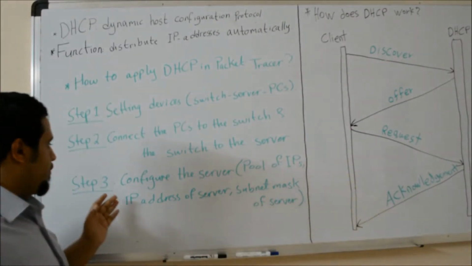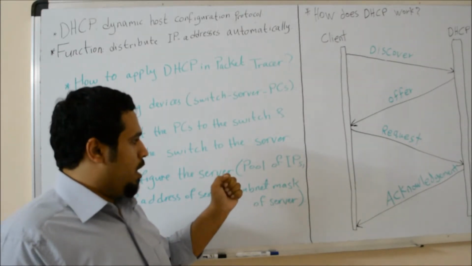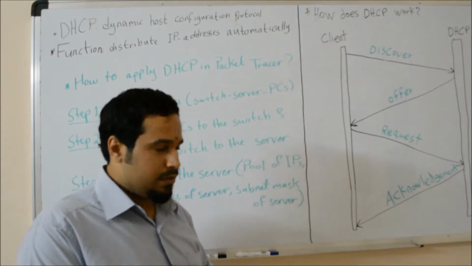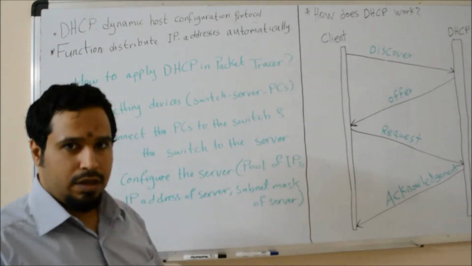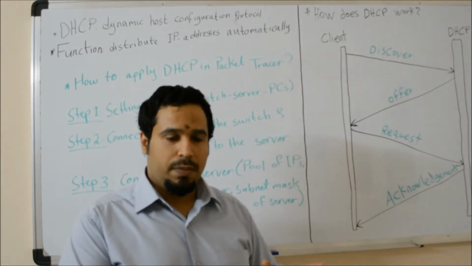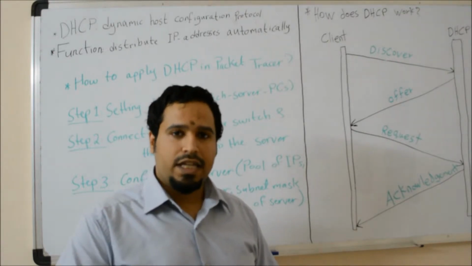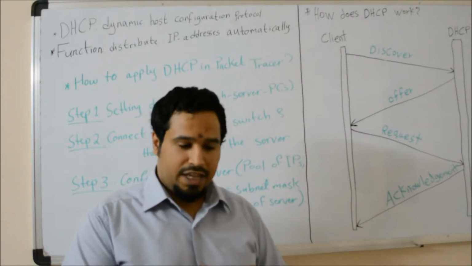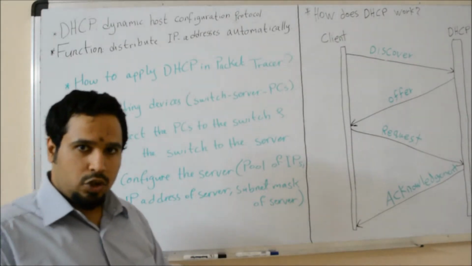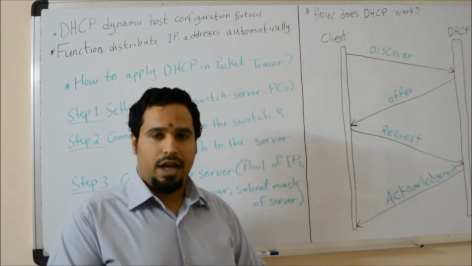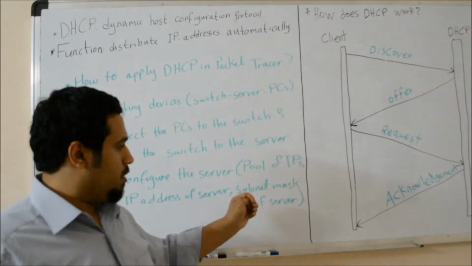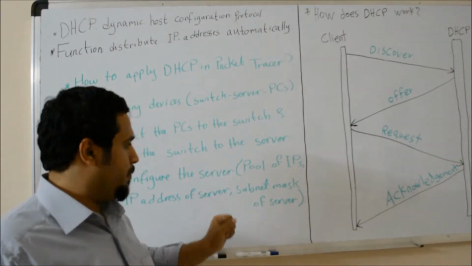The third step is to configure the server. The configuration process includes three important steps. The first step is the pool of IPs, and the pool of IP addresses is the range that will be used by the server to give clients IP addresses. The second important point is the IP address of the server. Also, the server should be configured with an IP address. The third important step is to assign a subnet mask to the server.